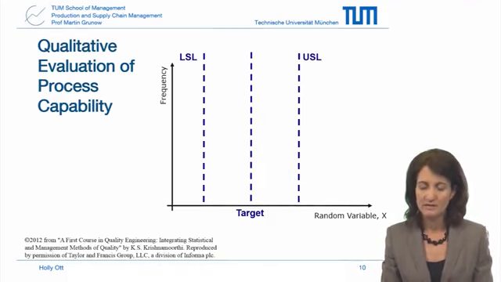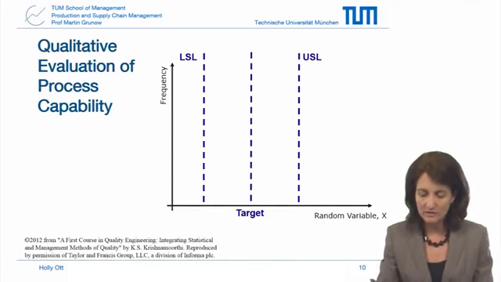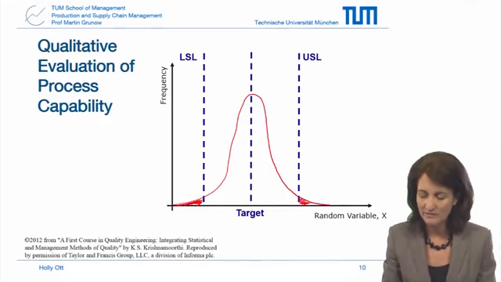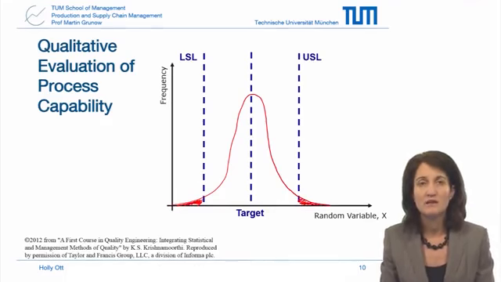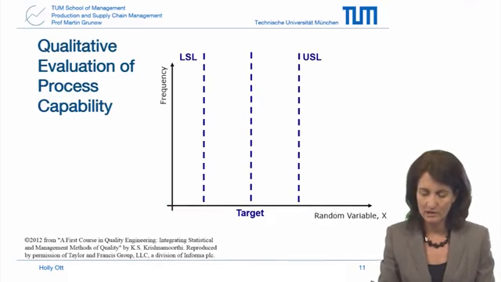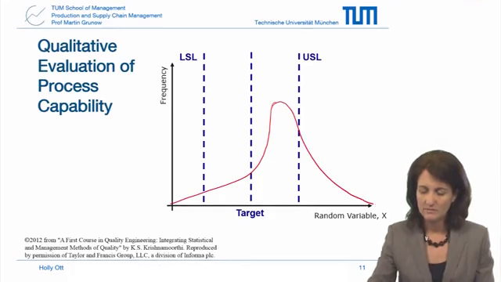We can also then have the situation that the process has too high variability. So even though our process is centered, the variability is too high, and we have values of our random variable that extend beyond the specification limits. And finally, we can have even the case then we have both. We have a process which is not only off target, but is also widely distributed. This is not a very good picture.